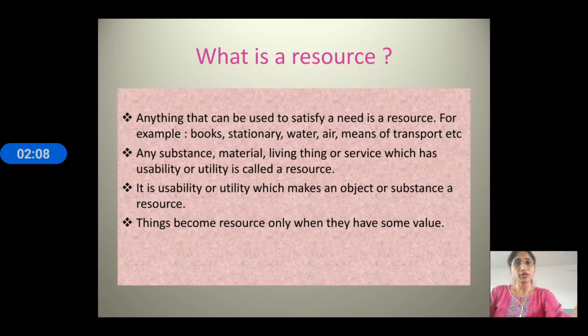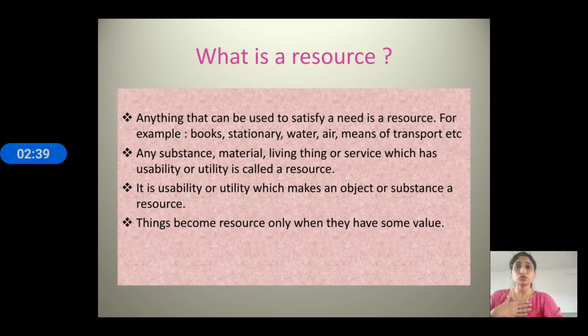So what does this become? Resource. That's the meaning of resource. Many other resources are there which we use: books, stationery, water which we drink, air which we breathe, and various means of transport, etc. Any substance, material, living thing or services which has usability or utility is called a resource.